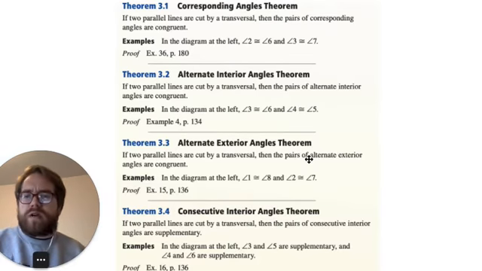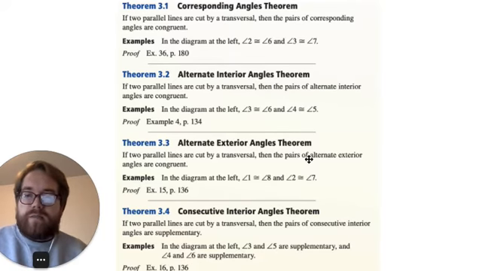You don't need to memorize all these theorems, but the more that you work with it, you should be able to start recognizing, oh, I've got corresponding angles here, they're congruent to each other. Oh, I've got alternate interior angles, they're congruent to each other. Oh, these consecutive interior angles, they're supplementary. And so that's what the theorems are saying. So if we can identify that we have parallel lines cut by a transversal, then we can identify the angle measurements.